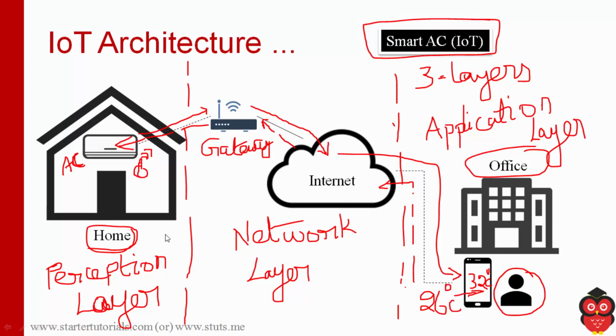Okay, so this thing comes under the application layer, which you are accessing using your smartphone. So the application contains some user interface through which you can see the data from the sensors, and also you can set the temperature. Okay, it provides that service. So the service in this case is setting the temperature using your AC. Okay, so that's about IoT architecture.